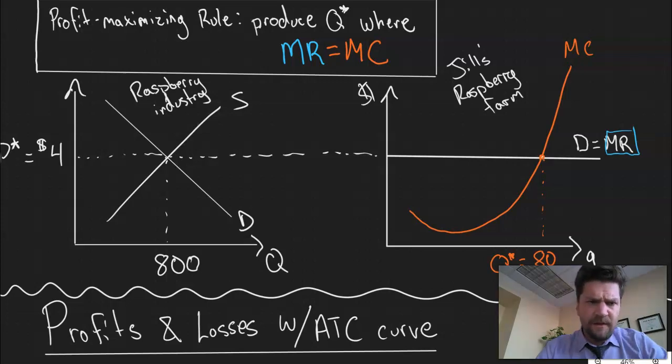So last time we talked about our profit maximizing rule, right? Our golden rule in economics, where to maximize our profit, we are going to produce Q star wherever the marginal revenue is equal to the marginal cost. We did an example of that using the raspberry farm and the raspberry industry, which hopefully makes sense. And now we're going to talk about, are these firms actually making an economic profit, right?